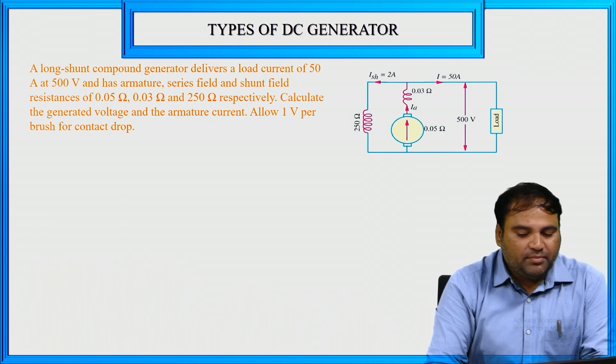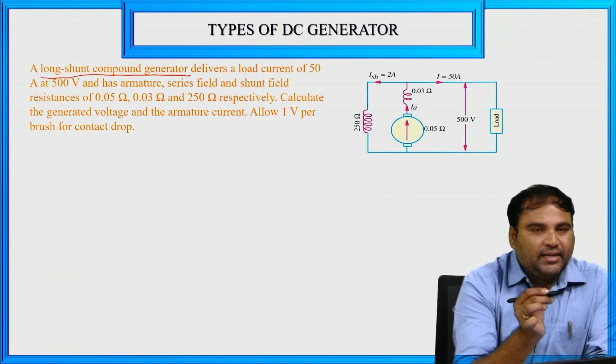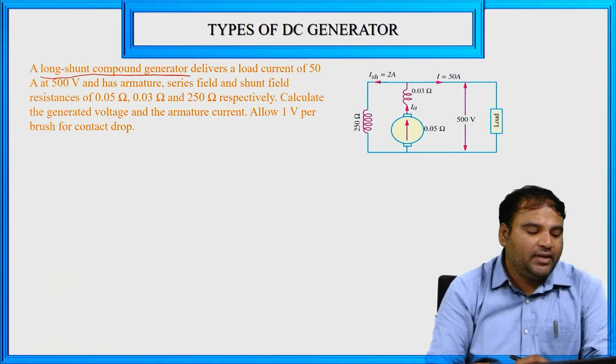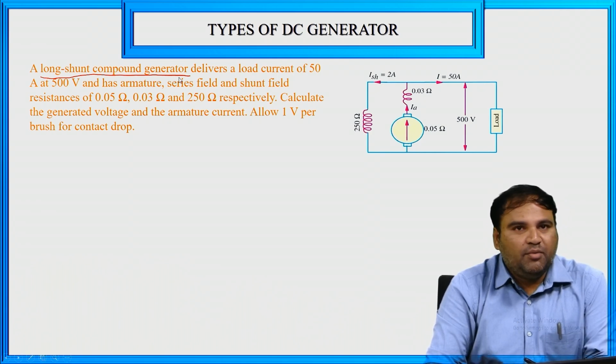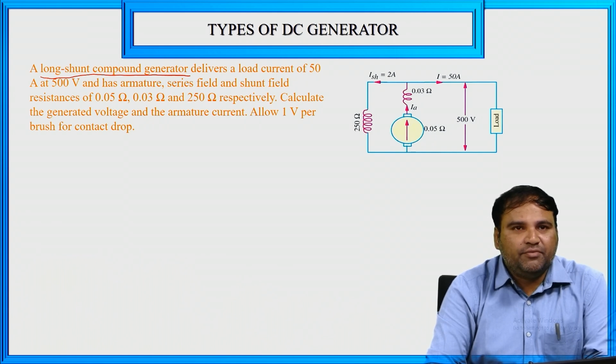So this problem is based on the long shunt compound DC generator. The question is, a long shunt compound generator delivers a load current of 50 amperes at 500 volts, means at a terminal voltage of 500 volts, and it has armature, series field and shunt field resistances of 0.05 ohm, 0.03 ohm and 250 ohm respectively. Now we need to calculate the generated voltage and armature current.